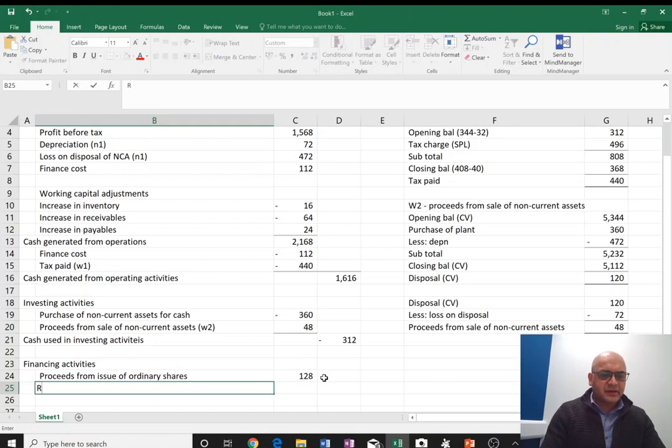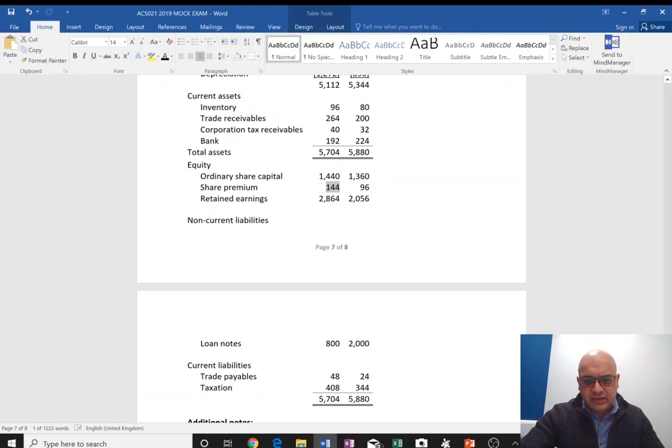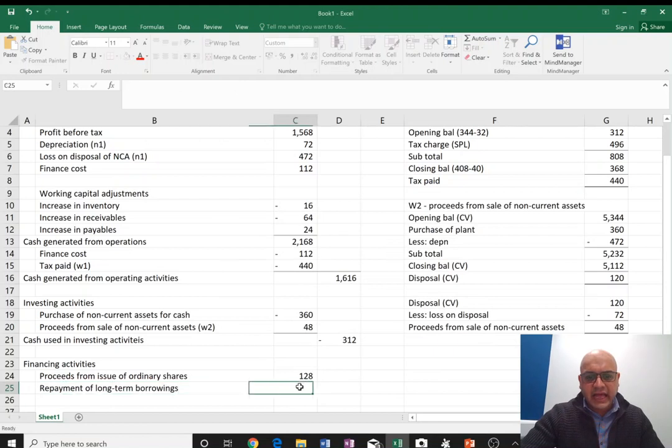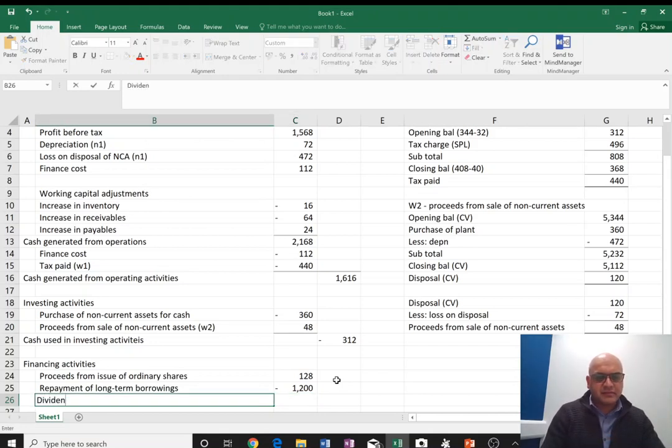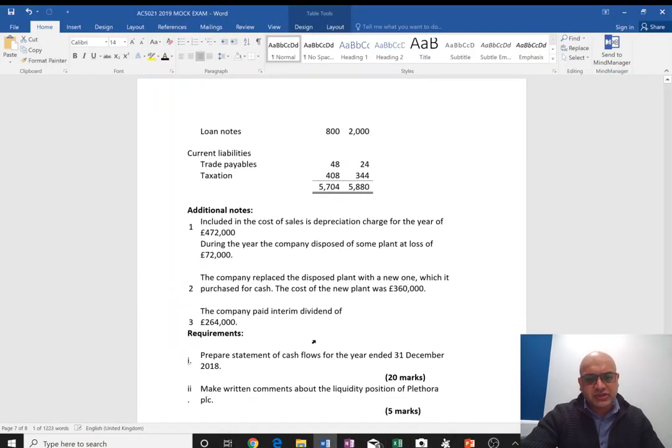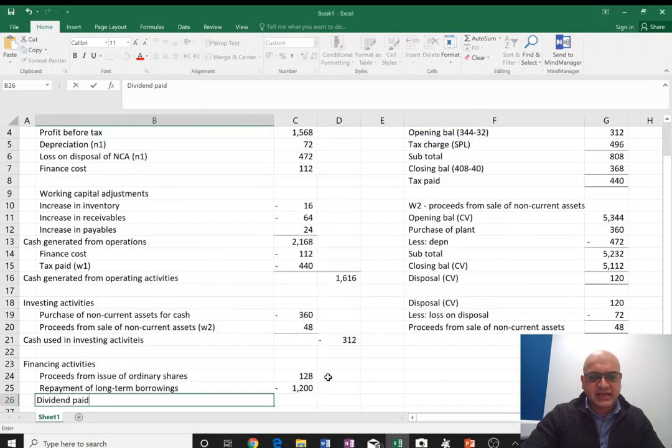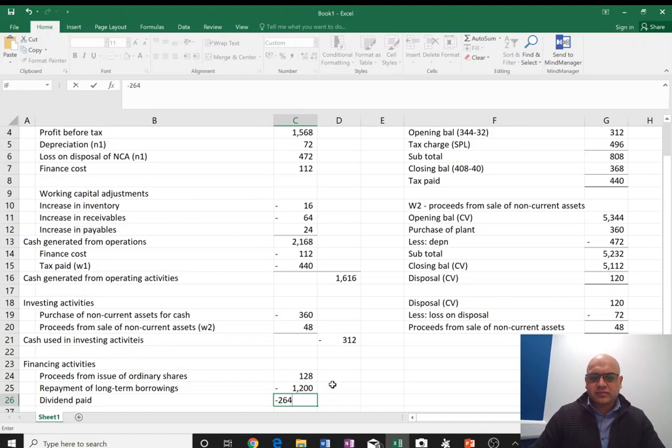We also have repayment of long-term borrowings. We know that it has gone down. Loan notes have gone down from 2,000 to 800. So we have paid off, so negative 1,200. Lastly, we also have some dividend that we paid. The question says that the company paid an interim dividend of 264,000. So minus 264.